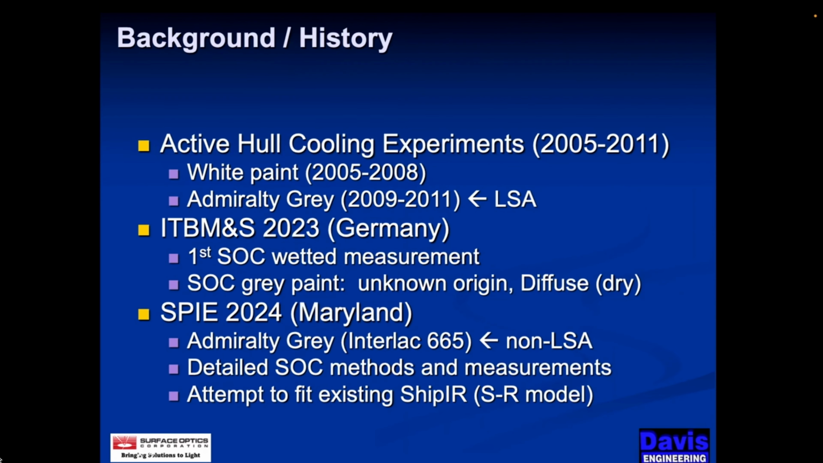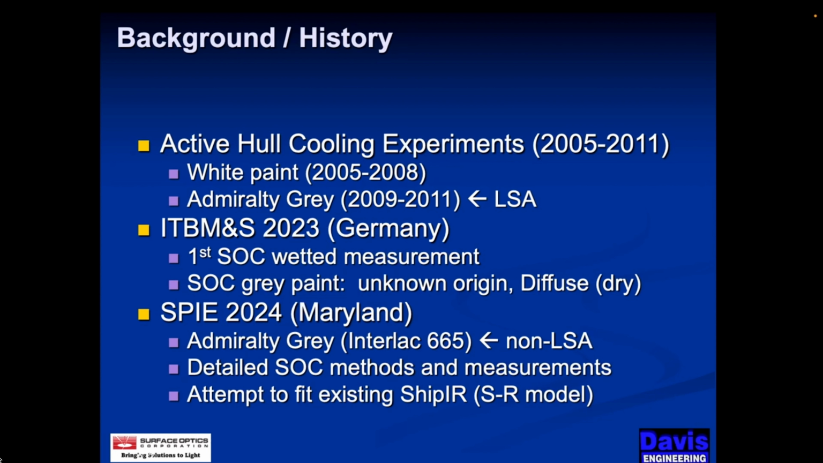So I just wanted to start with some background. The motivation for this really starts from systems that we build to cool the ship with water spray. We did a number of those experiments, and in that history, we started with a white painted ship and realized that it didn't really heat up, didn't show the benefits, so we tried to paint it dark gray. After sending the samples, we realized that this paint was actually LSA pigmented.